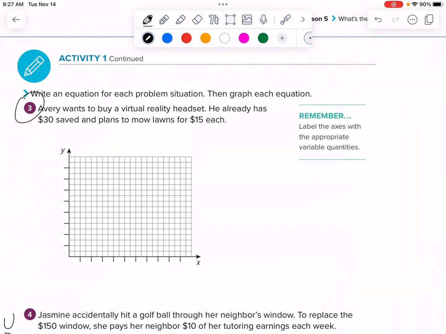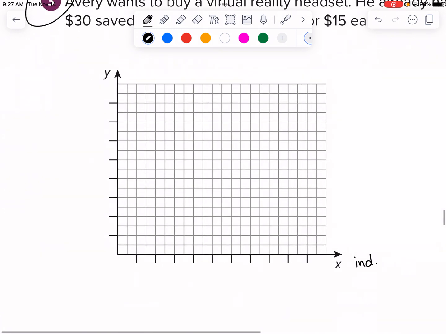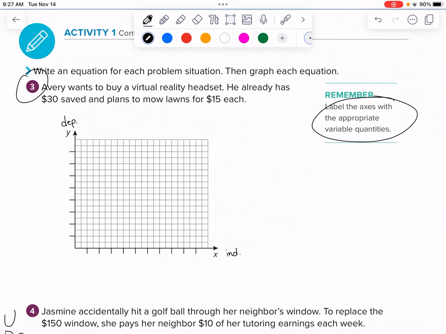So we're going to label the axes with appropriate variable quantities. Just note, x is your independent variable. Y is your dependent variable, right? So your dependent variable depends on your independent variable, or your independent variable affects your dependent variable.